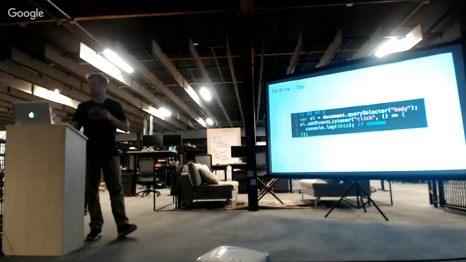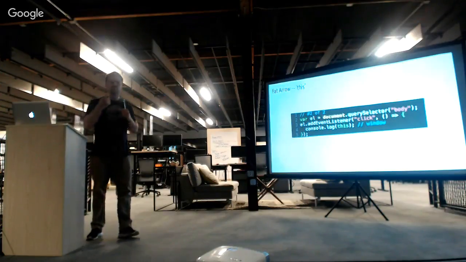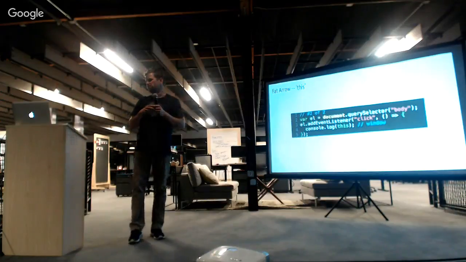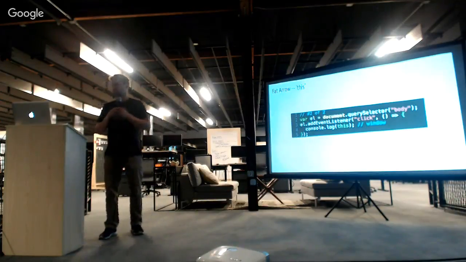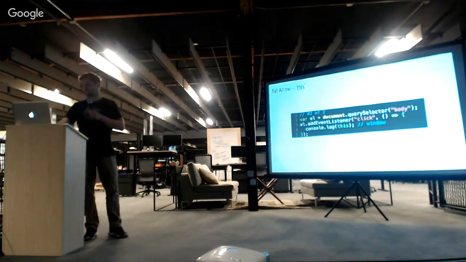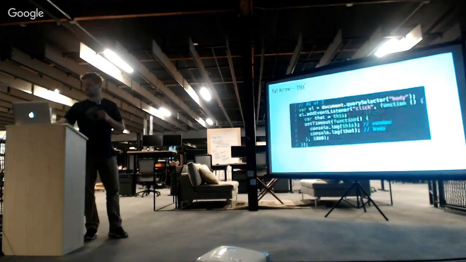But what that does is it uses the scope of the parent. And so in this case, that's the window. And so most likely that's not what you're wanting. You're wanting reference to that element that was clicked. So this is a case where you would still use the old anonymous function syntax.